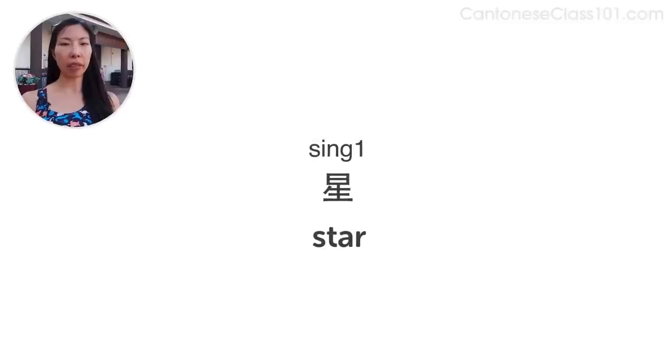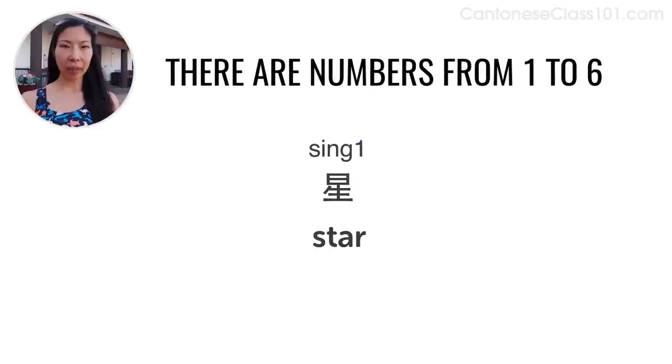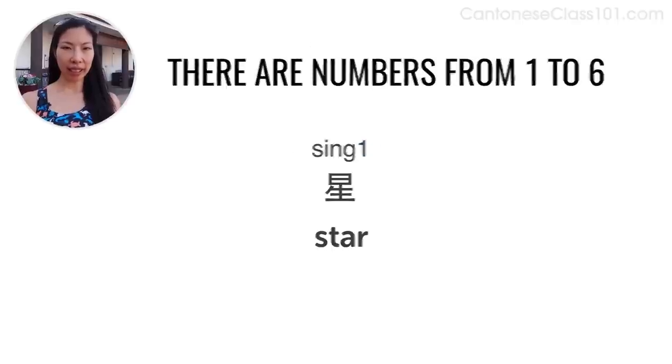Here is an example of a syllable in yutping. Sing, which means star, S-I-N-G-1. Here the initial sound is S, and the final sound is ing. And the syllable is in the first tone. The tones in yutping are represented by a number placed on the right side of the syllable. There are numbers from 1 to 6.